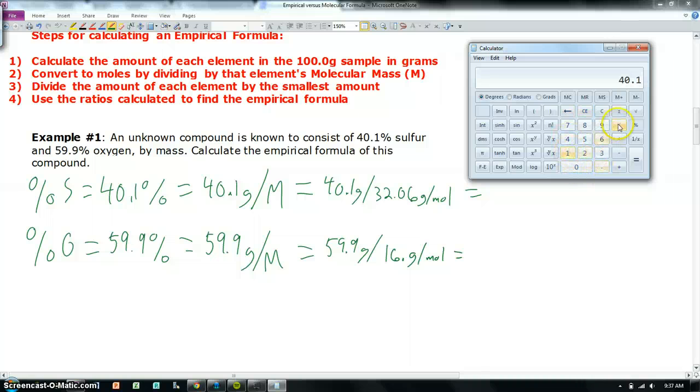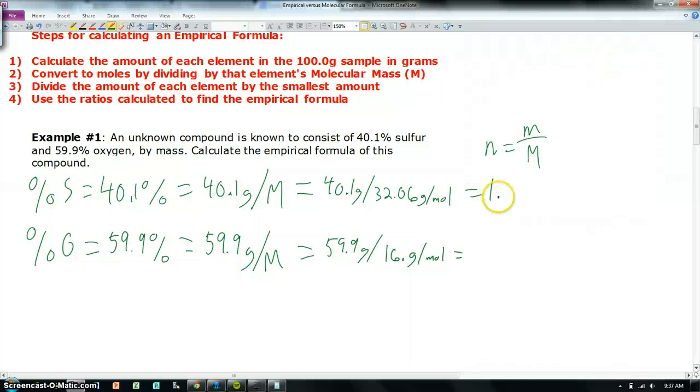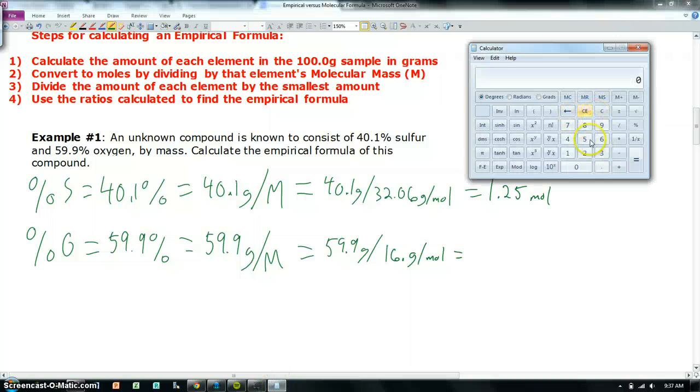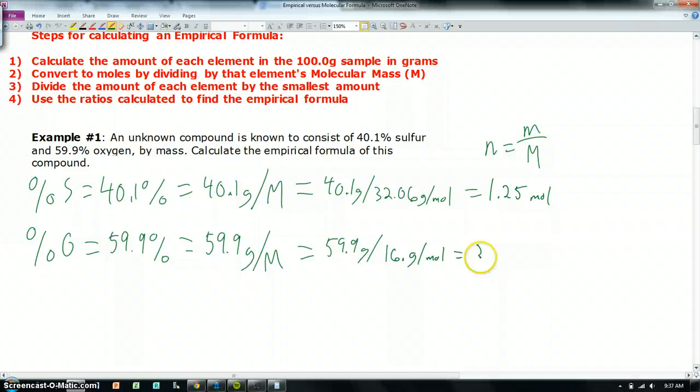We'll go 40.1 divided by 32.06. We get 1.25, and that's moles. Okay. And then we're going to do the same thing with our 59.9 divided by 16, which gives 3.74.